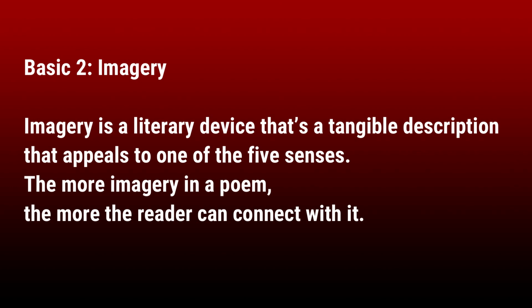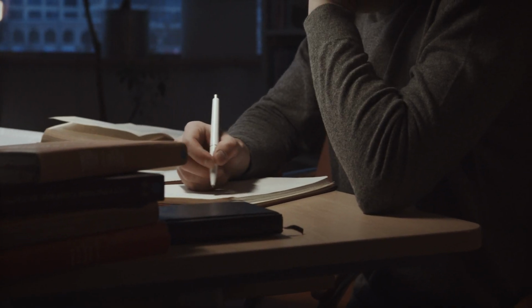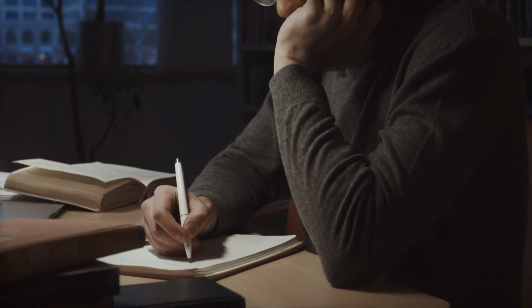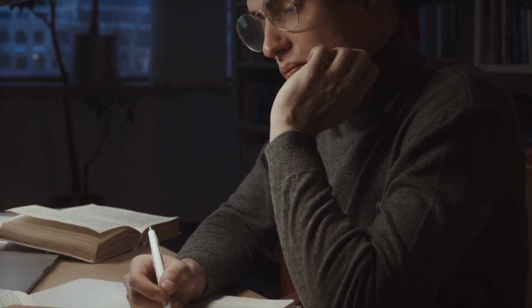Basic 2. Imagery. Imagery is a literary device that is a tangible description that appeals to one of the five senses. The more imagery in a poem, the more the reader can connect with it. Tips for imagery. Focus on details. Instead of going for the obvious description, really put yourself in that moment or feeling. What details are the most important and real?